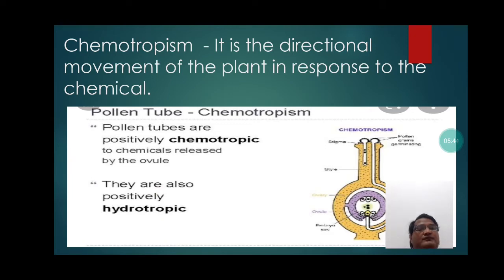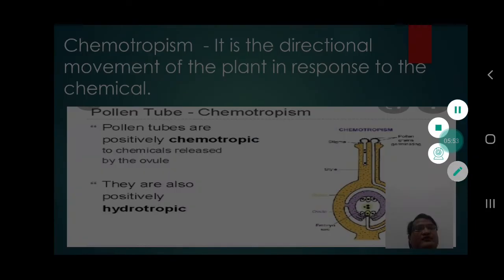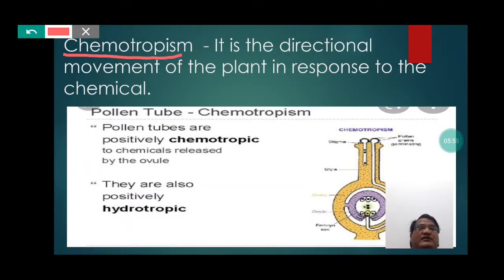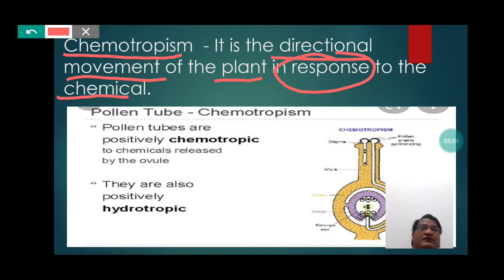Chemotropism. It is the directional movement of the plant in response to the chemical. So students, chemotropism actually is the directional movement of the plant in response to the chemical. When the part of the plant starts showing its response towards the direction of the chemical, that is called chemotropism.